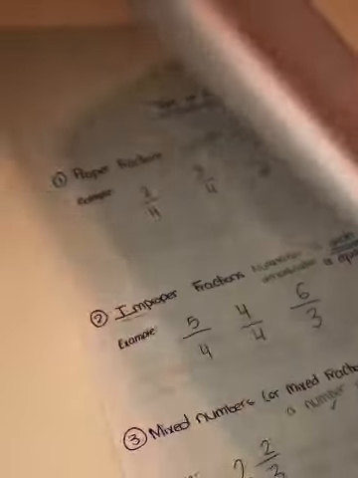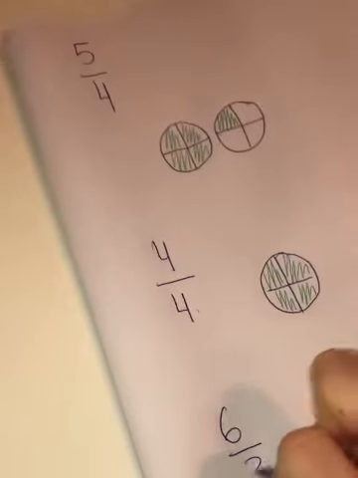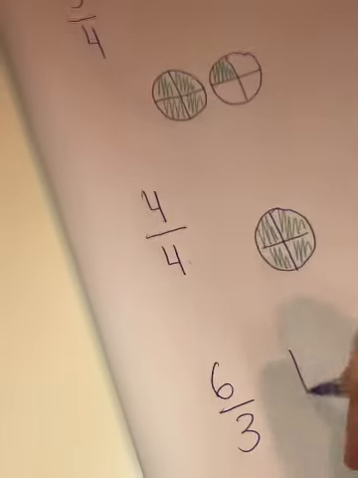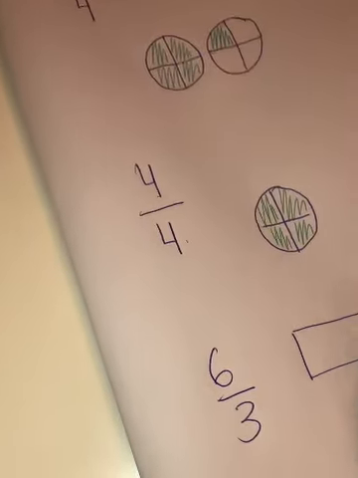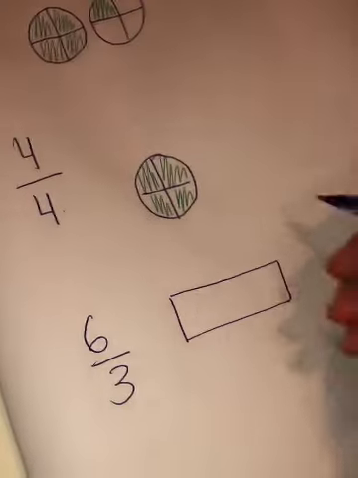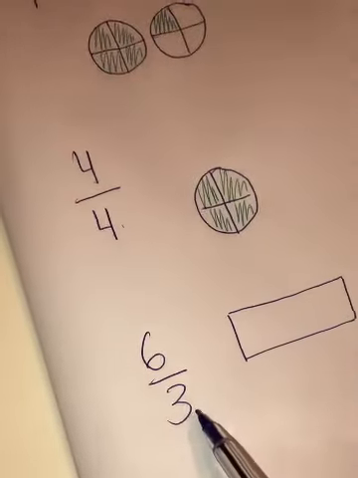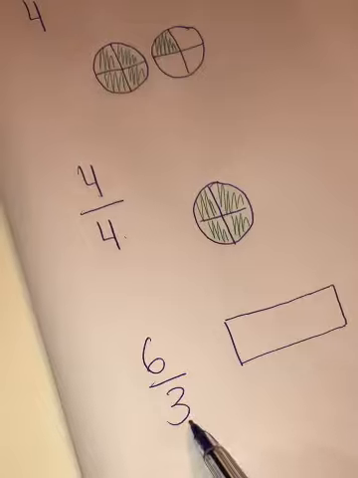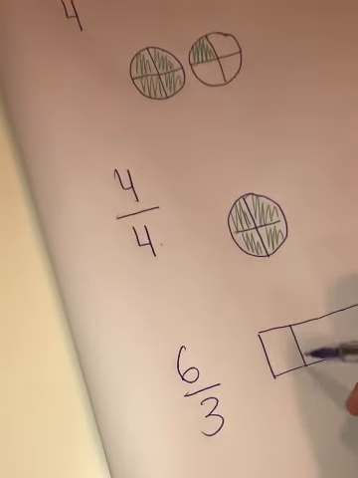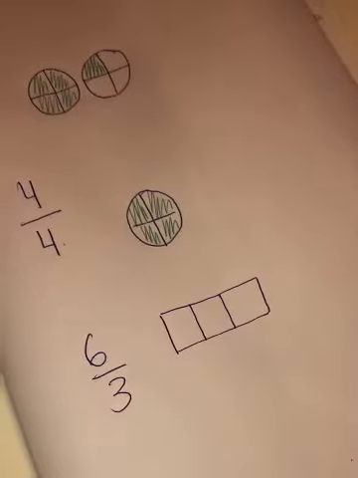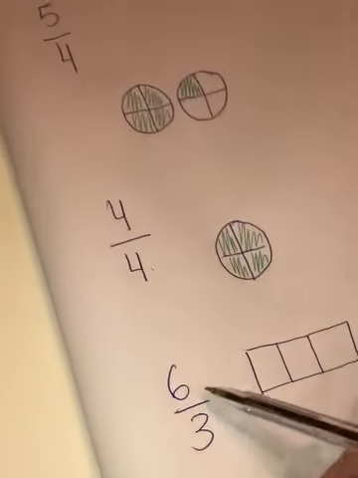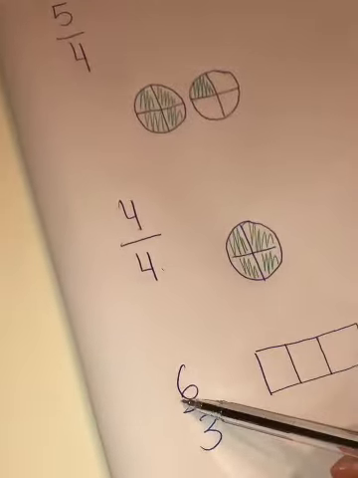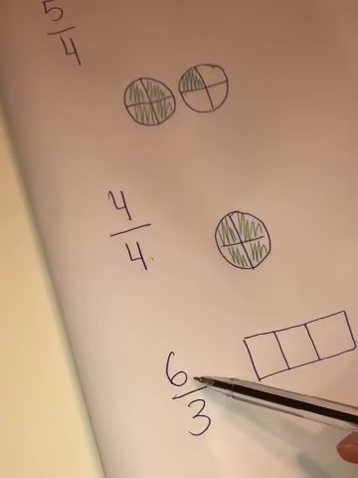Now, the third example for improper fraction over here is 6/3. Let's move on to a rectangle. And that's divided into the... So what's the total parts, which is the denominator? 3. 1, 2, and 3. 3 equal parts. Now, let's move on to the numerator. I have to shade 6 parts.